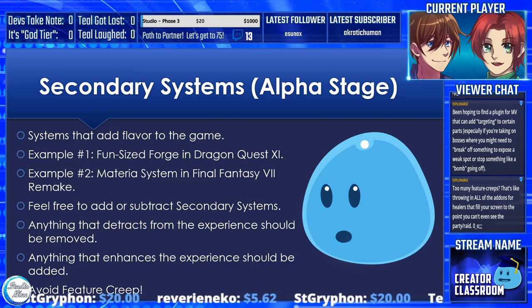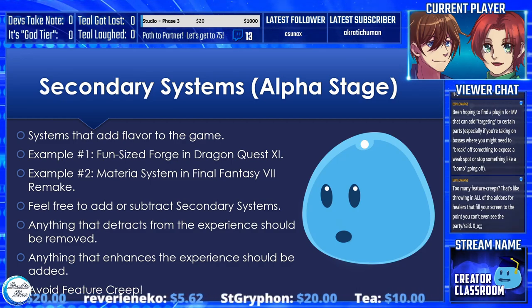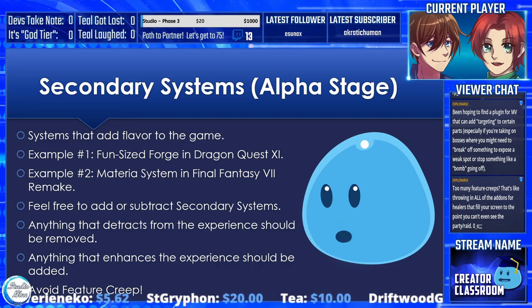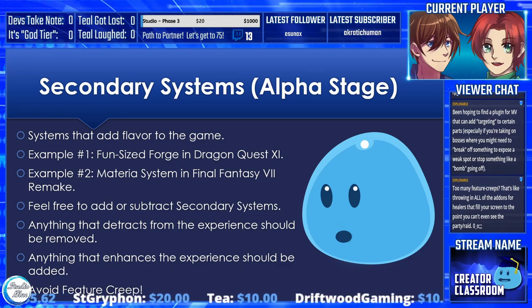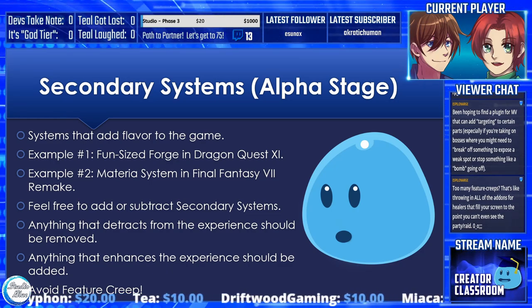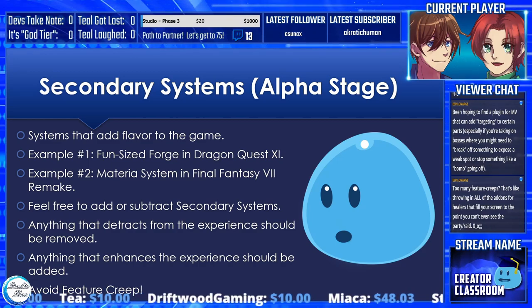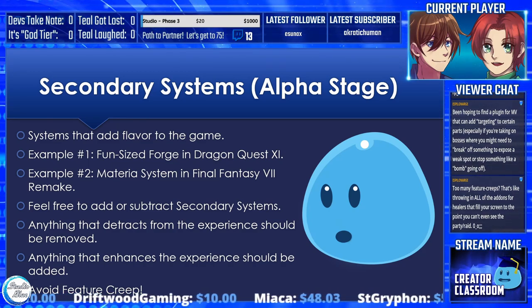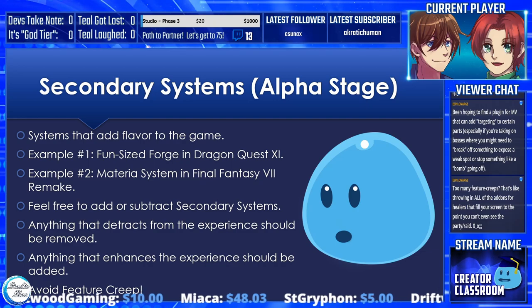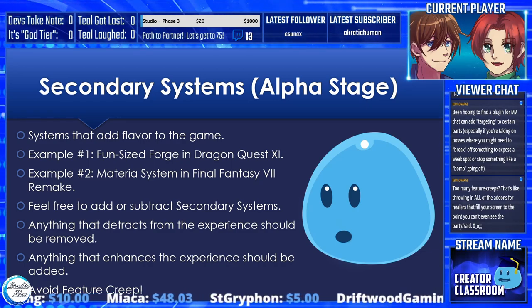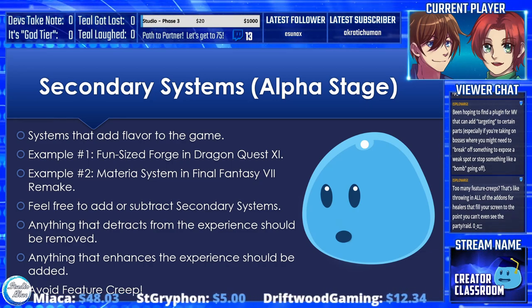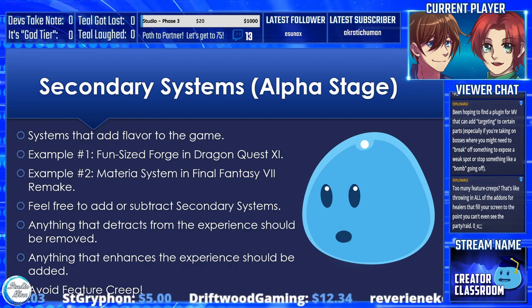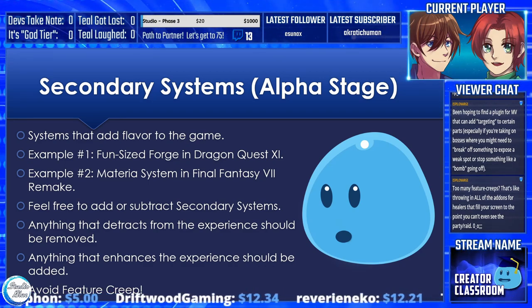So the worst thing you can ever do to your game in terms of features and systems is go, ooh, this is cool, I'm going to add this, over and over. Because then you get feature creep, and feature creep is terrible. It will make people think your game is literally just a tech demo as opposed to a game. Just avoid it. Subtract more than add, and I think you'll be fine.